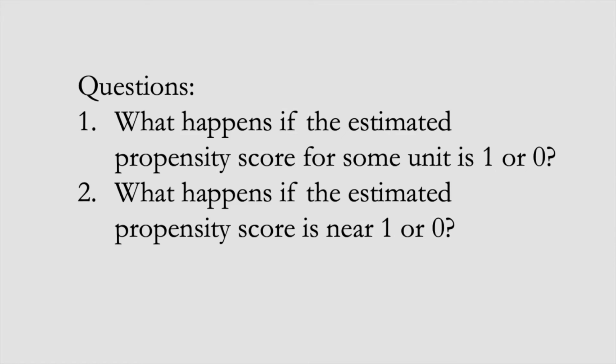This then leads me to 2 questions. The first is, what happens if the estimated propensity score for some unit is either 1 or 0? Similarly, what happens if the estimated propensity score isn't quite 1 or 0, but it's near 1 or 0?